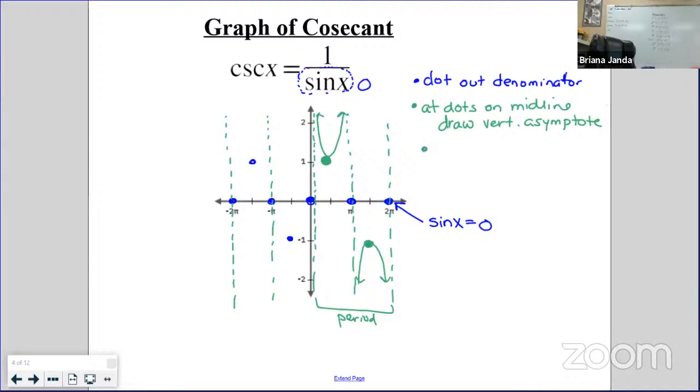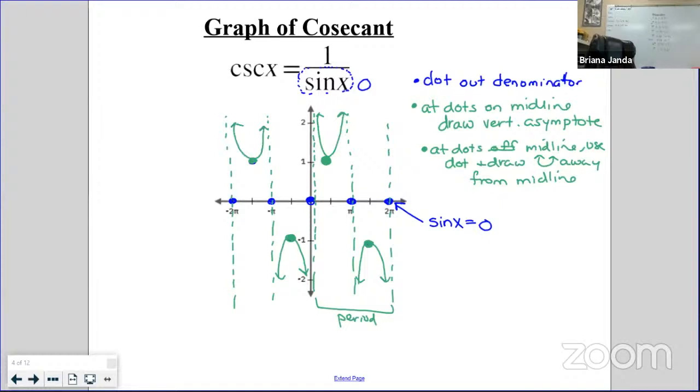So at the dots off the midline, you use that dot and draw a parabola away from the midline. Okay? And I fill that in all the way across my picture. So every dot that is off of my midline, I use it to start my parabola that's going to go away from my midline. Dot off of my midline, parabola away from my midline, and you fill that in all the way across.